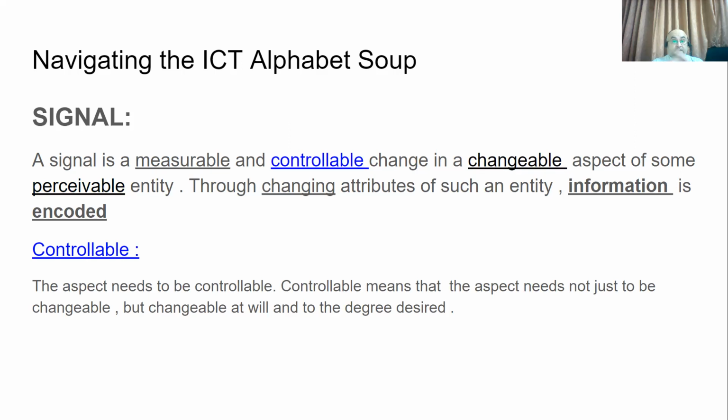as mentioned earlier, it has to be controllable as well, right? Because controllable means that the aspect needs not just to be changeable, but changeable at will and to the degree desirable, right? This, as we mentioned earlier, is very important because unless I can control the change, how can I, as a perceiving mind, as a perceiving entity, really use any aspect of any perceivable entity to carry information that I wanted to carry? It's only through change that I can do that. A change that I can control too.